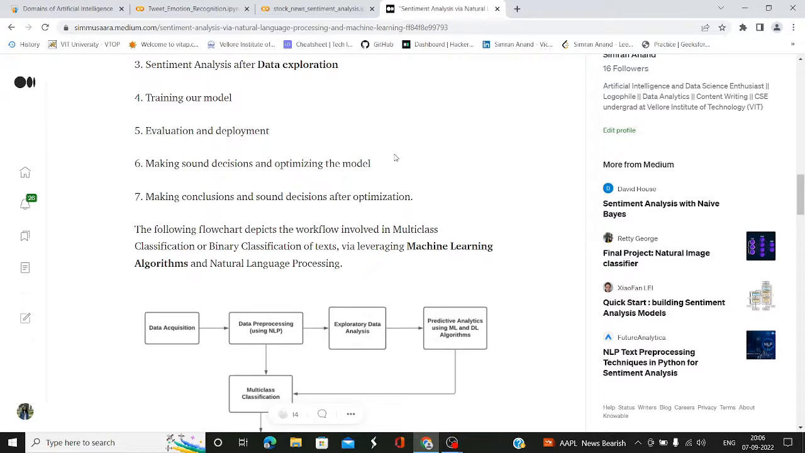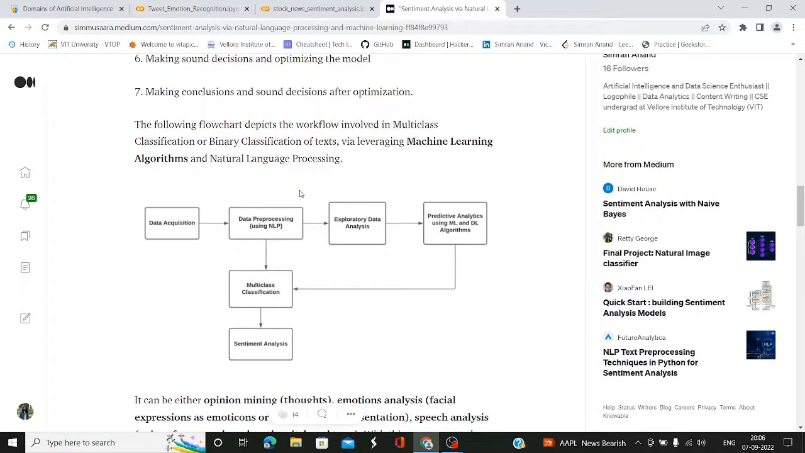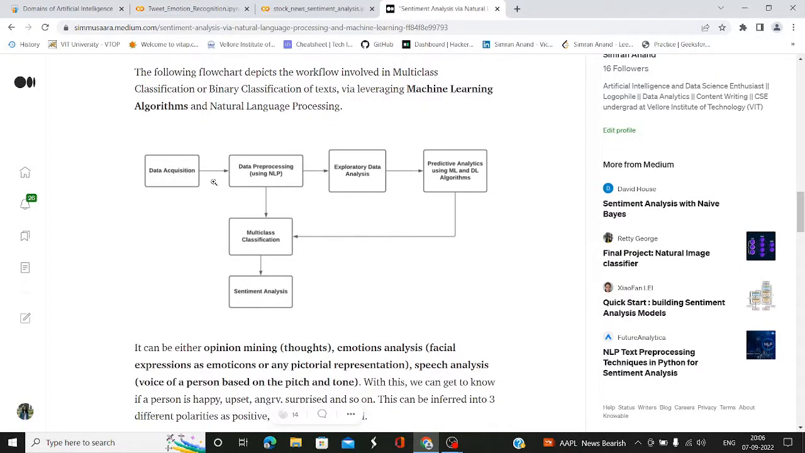Now see, what is all this AI used for? It is helping us drive correct data-oriented decisions with appropriate decision making. After that, we can make conclusions and sound decisions after optimization. Optimization is enhancing the accuracy, decreasing the loss and decreasing the error. This is a small flowchart which explains the process I've described, the cycle of machine learning. That is data acquisition, then data pre-processing using NLP or CV. Since I'm dealing with text data, I have written NLP here. But if you are dealing with images, then image processing can be done.